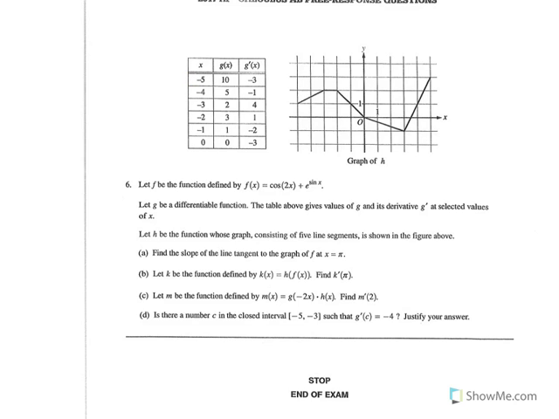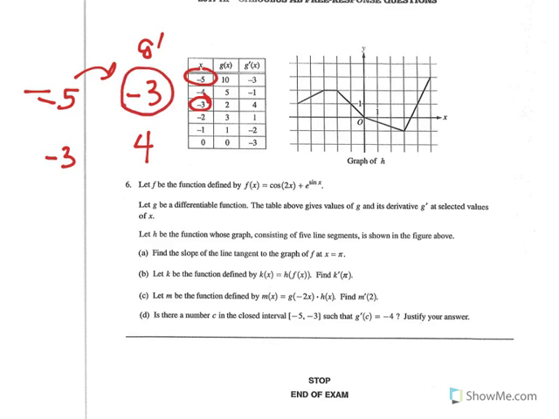What's the slope at negative 5? The slope at negative 5 is negative 3. So at negative 5, g prime is negative 3. And then at negative 3, the slope is 4. Since g is a differentiable function, it means it's nice and smooth. If at this point the slope is negative 3, and at this point the slope is 4, every possible slope between negative 3 and 4 has to exist.